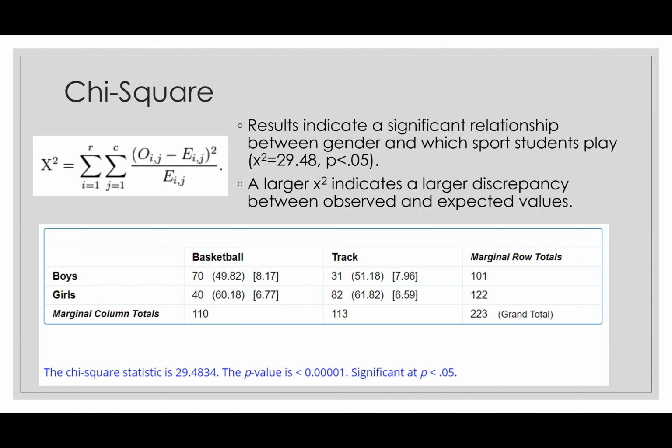We also have more boys that play basketball than track. But we also have more boys that play basketball than expected, right? Again, that's 70 versus about 50 in that parentheses. So again, the chi-square is really comparing what you have observed in real life at your school with what you would expect if there were no relationship between the two variables. So that's how you should be thinking about chi-squares.